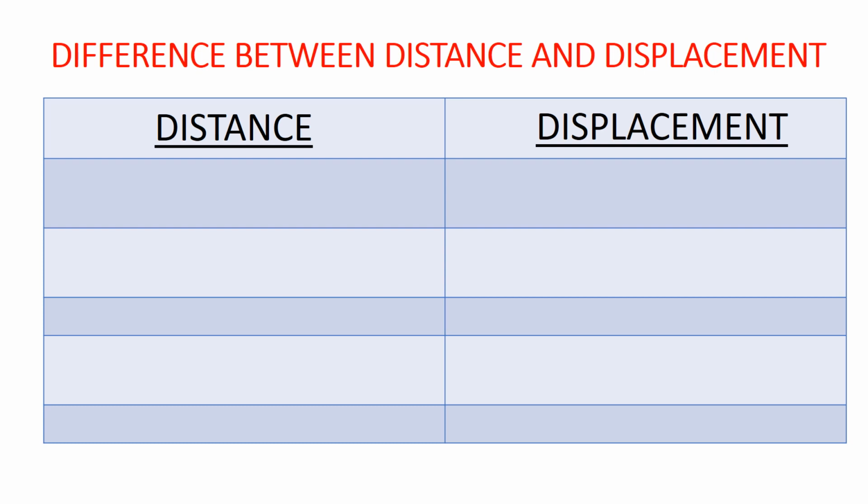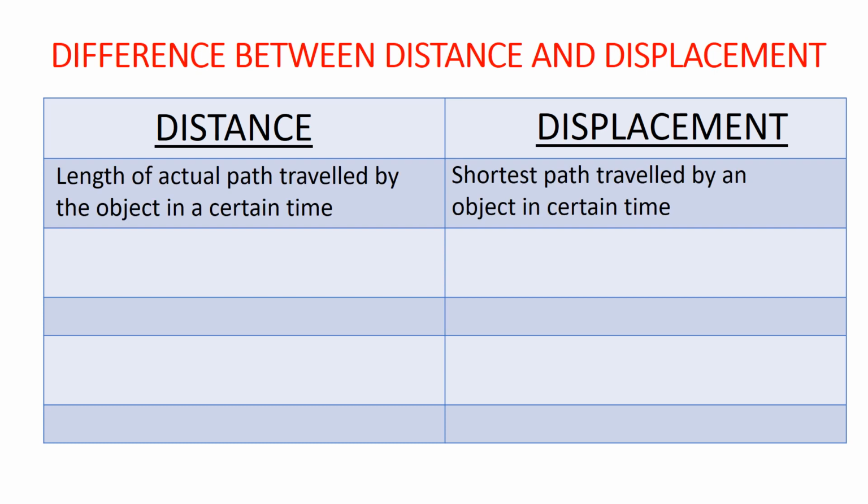Now we'll see the difference between distance and displacement. What is the first point? Distance is the length of the actual path traveled by the object in a certain time. You have to take the length of the path. Okay? But displacement is the shortest path traveled by an object in a certain time. It is from the initial to the final position.